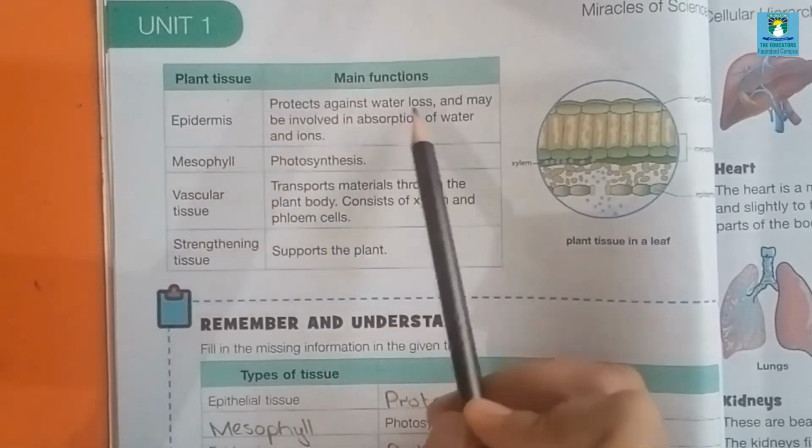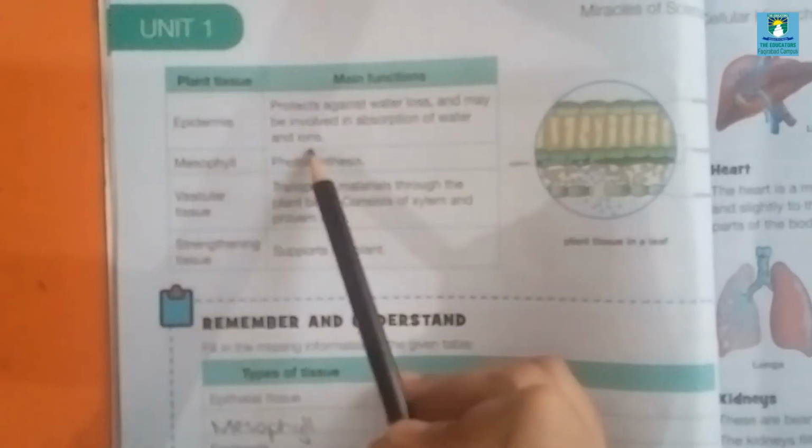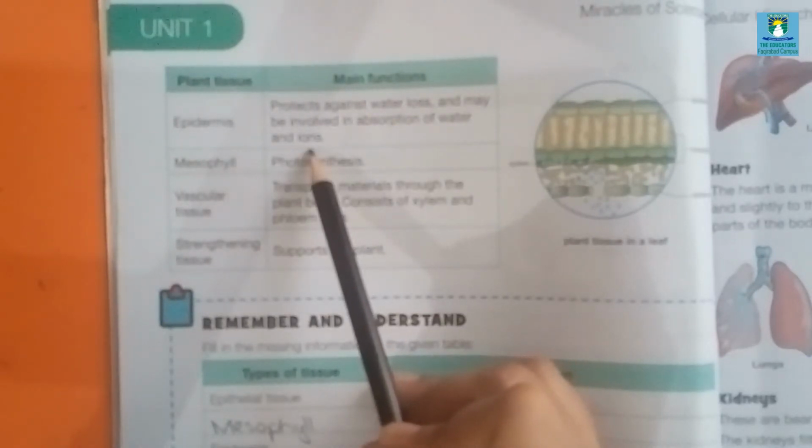Protect against water loss and may be involved in absorption of water and ions. What is the function of epidermis? Epidermis actually protects against water loss and also helps in absorption of water.